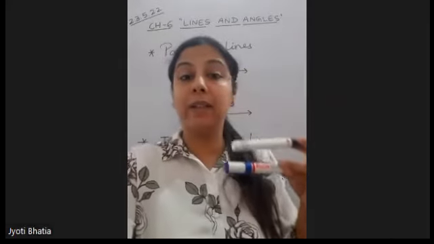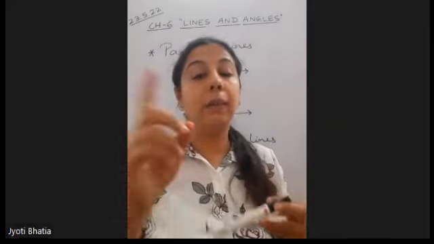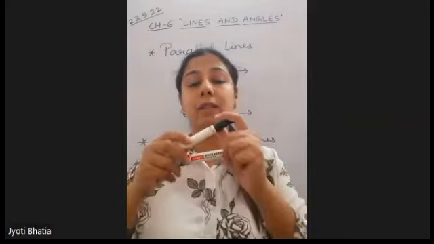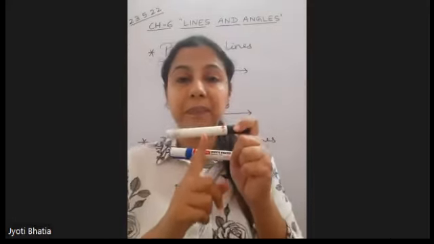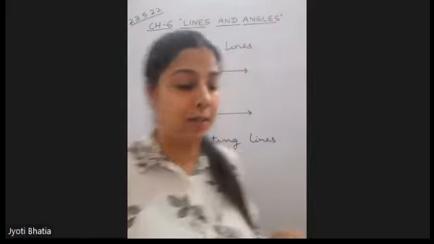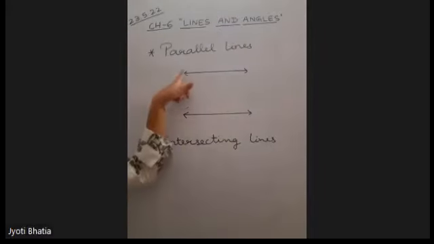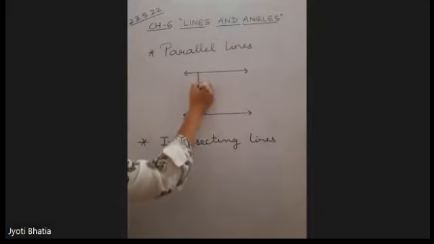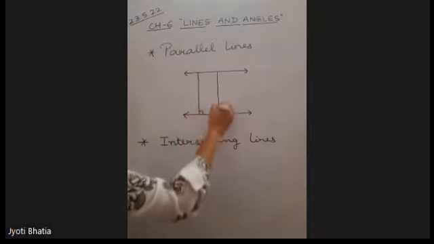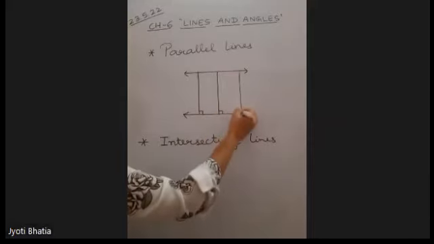Ma'am, the straight distance. And this straight distance is called the perpendicular distance. Which distance? Perpendicular distance. So two lines having the same perpendicular distance. The perpendicular distance between them is what? Same.